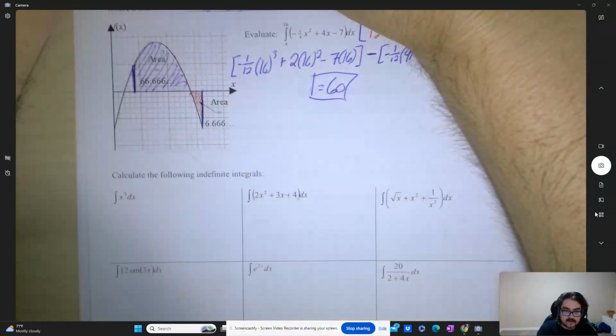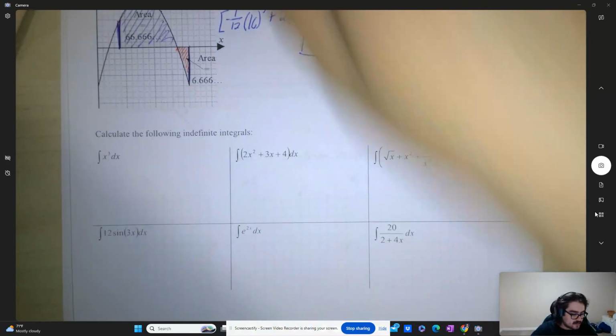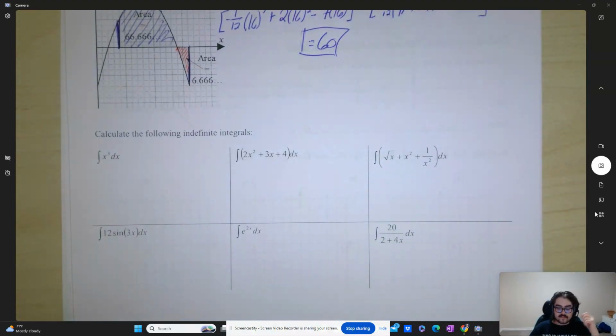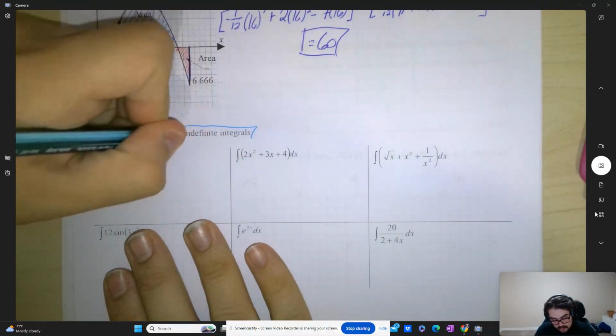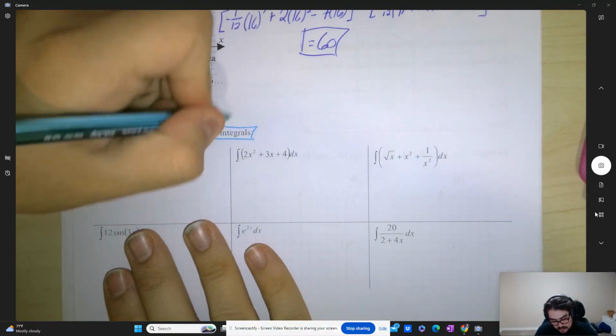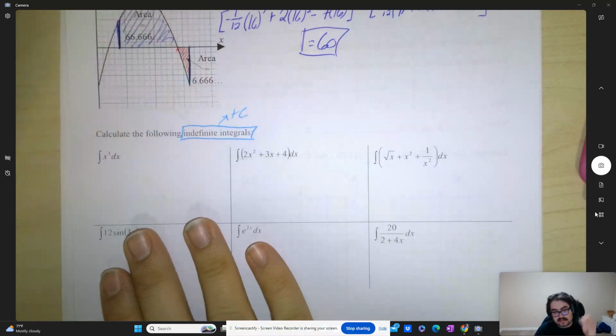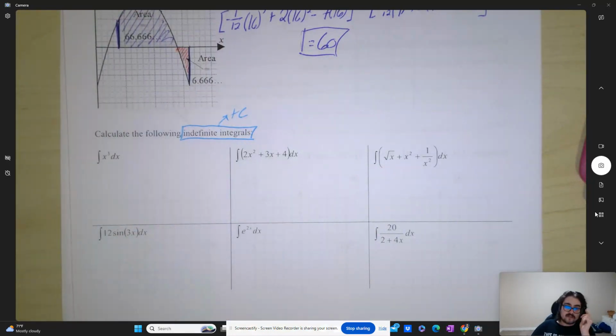For the next part, to find the indefinite integrals, this is very, very important. When you're doing indefinite integrals, you must remember plus C. Do not forget the plus C. If you forget plus C, you're going to screw yourself out of a lot of points here, okay?